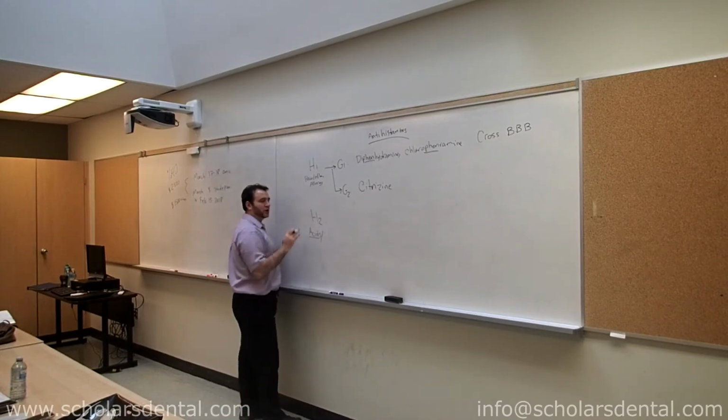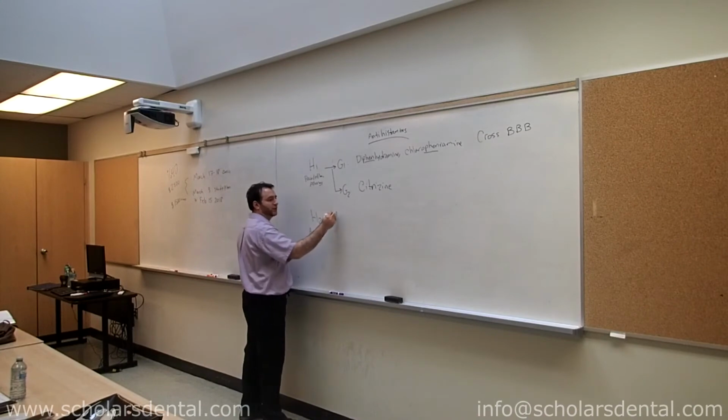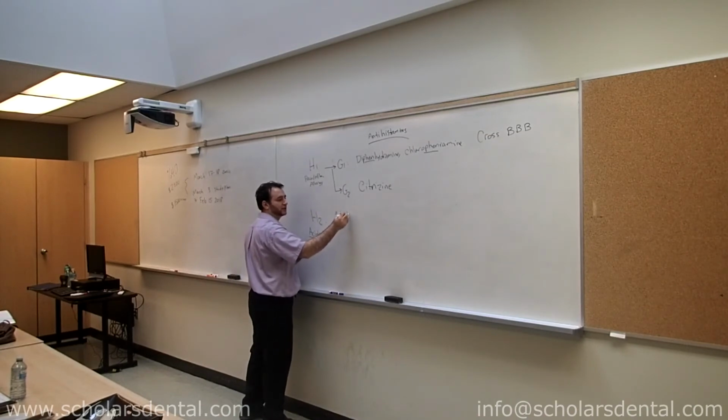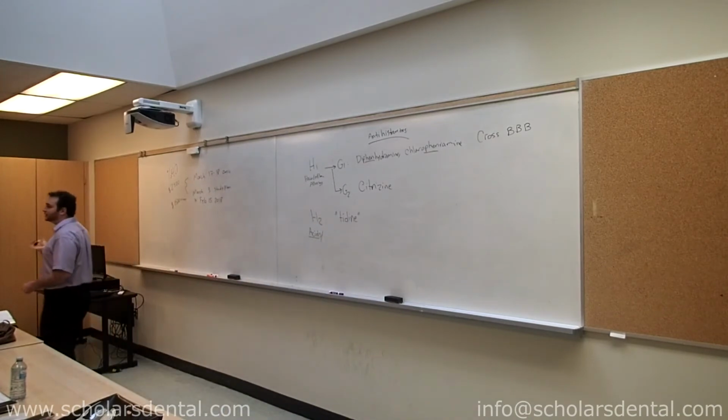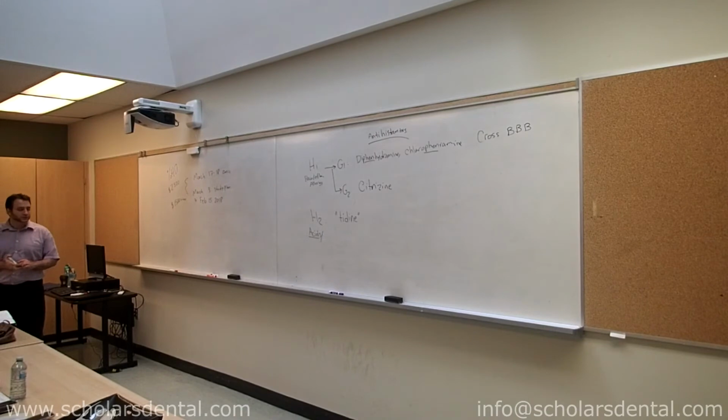Now the H2 are the ones that are antacids. They all end with TD, right? That's the one you're talking about, the cimetidine or ranitidine. Anything that ends with TD. These are the antihistamines.